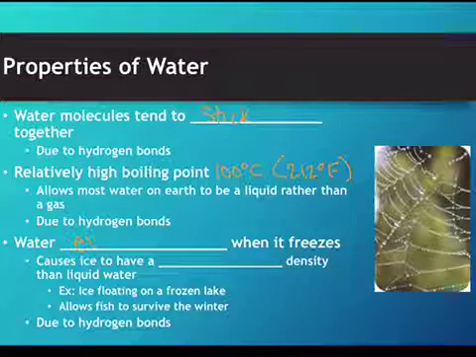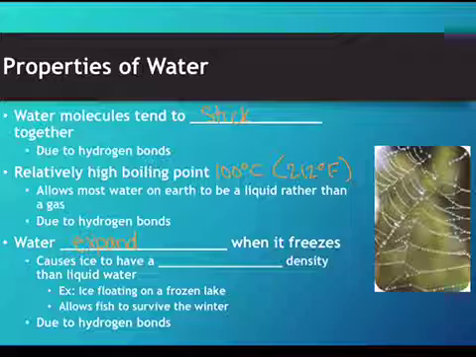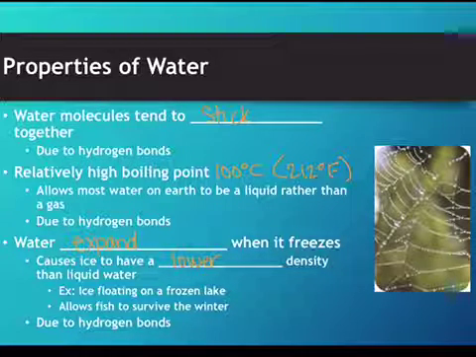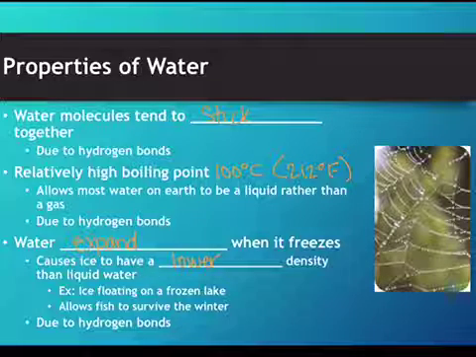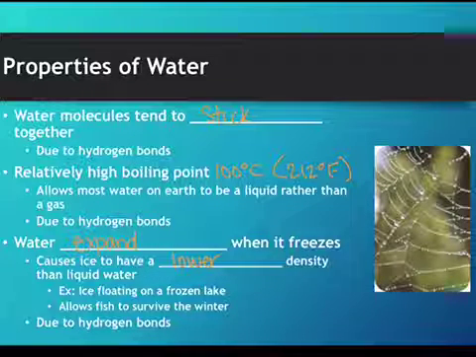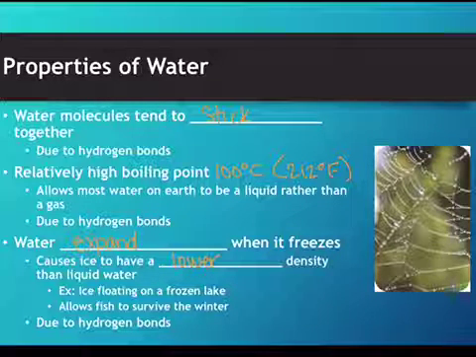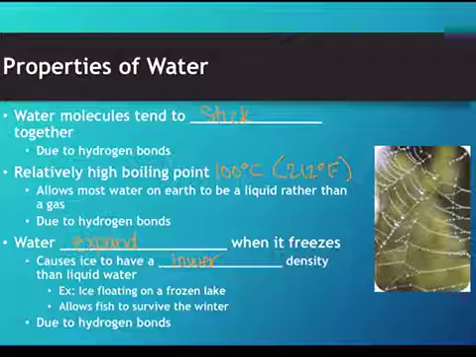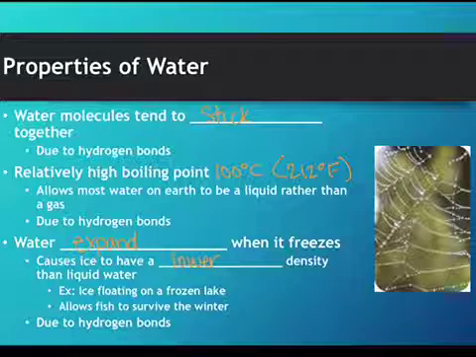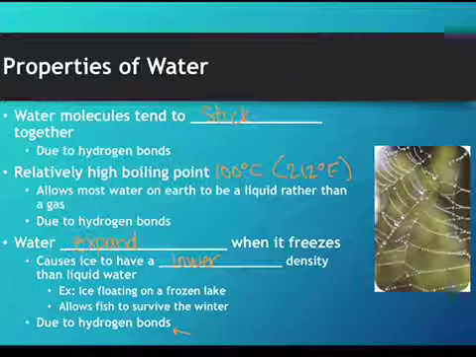Water will expand when it freezes. And this is odd because normally when things cool, they shrink. And so water is the one exception here. This causes ice to have a lower density than liquid water, and it allows ice to float. We've all seen ice water where the ice floats. And also here in Minnesota, we see ice floating on a frozen lake all the time in the winter, and this allows fish and other aquatic organisms to have space beneath the ice where they can still swim and survive. And again, this water expanding when it freezes is due to the hydrogen bonds.